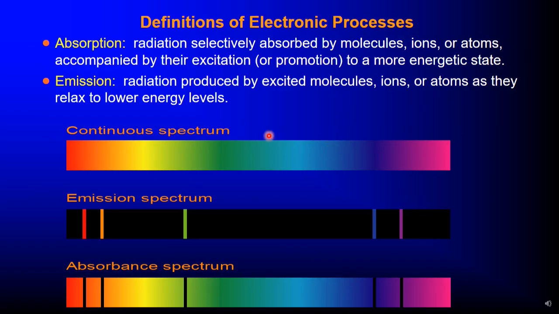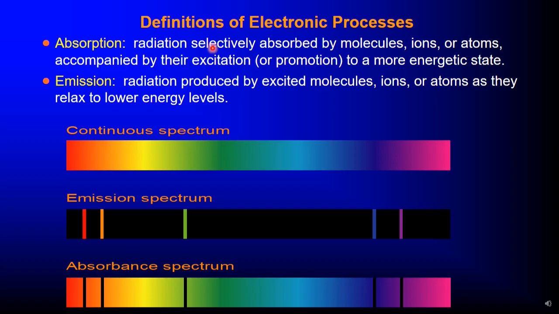So these are absorption, radiation, electronic processes, which we call, one of them is absorption. So absorption is radiation selectively absorbed. And remember the word selectively, meaning it is not just a random selection. It is quantized.